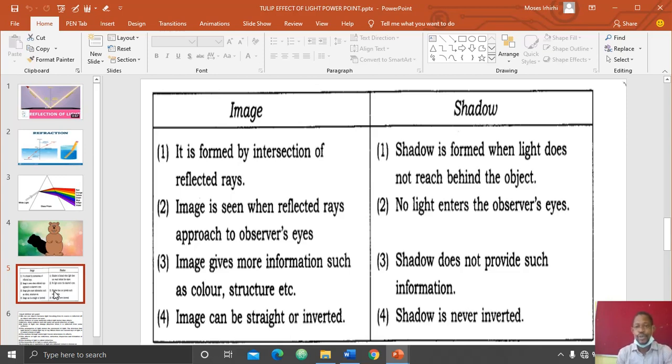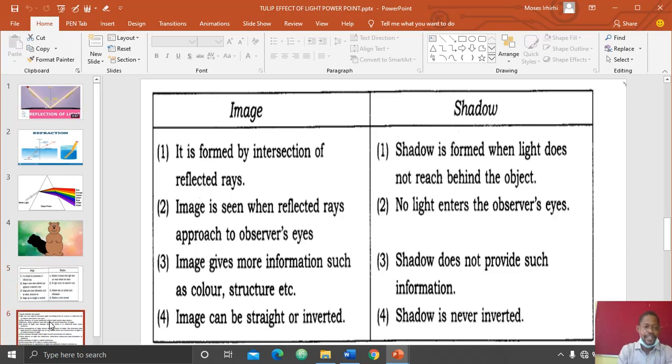But in shadow, no light enters the observer's eyes. Another property is that an image gives more information such as the color, structure, and many other properties, while a shadow does not provide information like colors, structure, and others. Finally, an image can be straight or inverted, but shadows are always straight, okay? So you can read it up by looking at the slide.